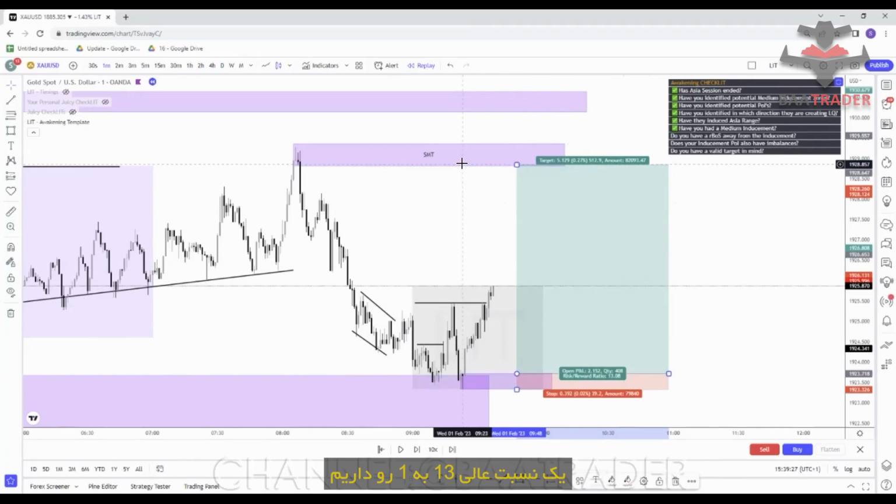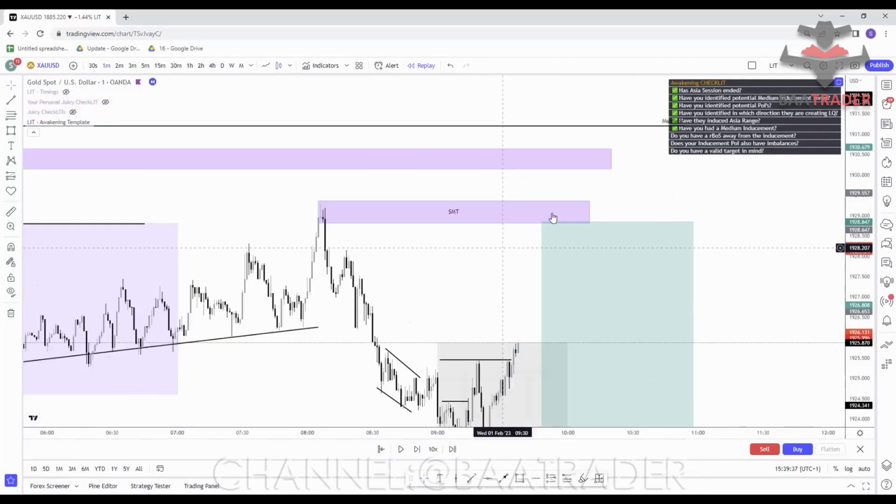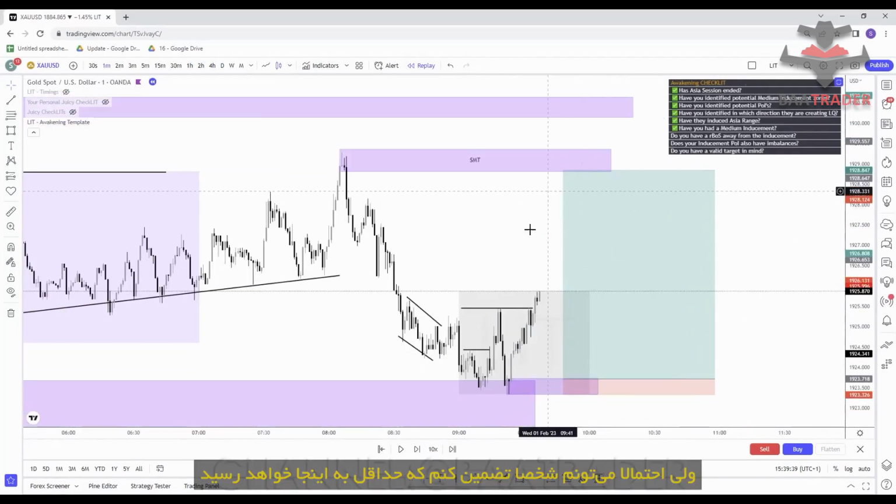We've got a juicy 13 to 1, and that is pretty realistic. I can almost guarantee that will occur. Again, I don't want to use words like that just for legal reasons, should I say. But the chances are I personally can guarantee it will at least reach here.